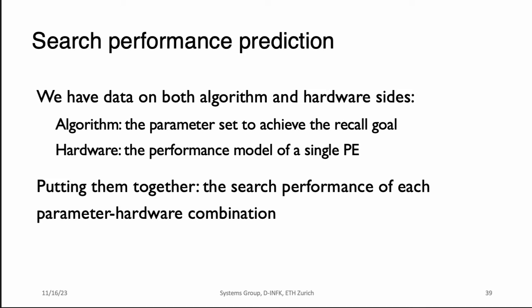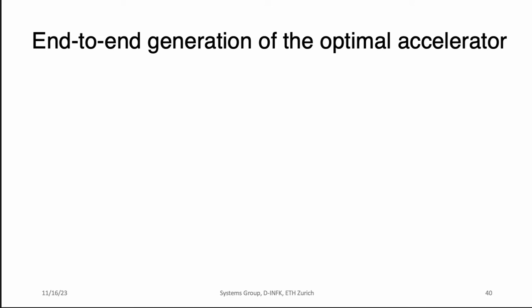And putting them together, we can now model the overall search performance of the entire accelerator running a specific algorithm setting. With that, we can derive the optimal combination of both worlds, and we can start to do the end-to-end generation of the optimal hardware accelerator. So essentially here we use the code templates that we got from those basic hardware PEs, and then we stick them together to generate the respective hardware we want.